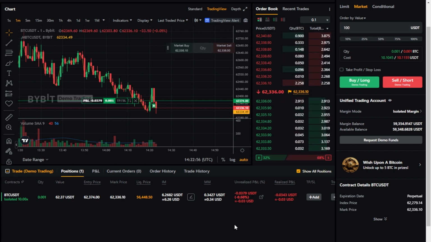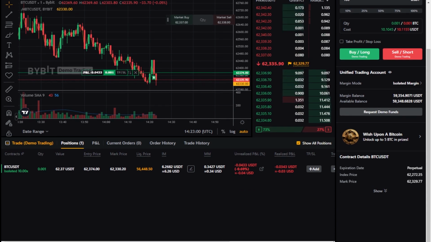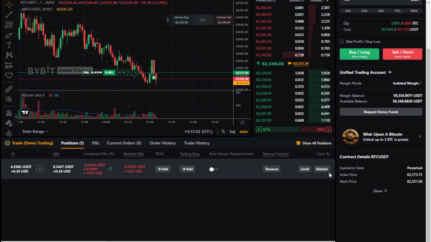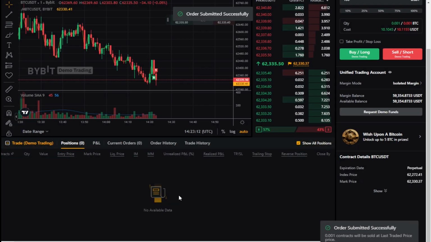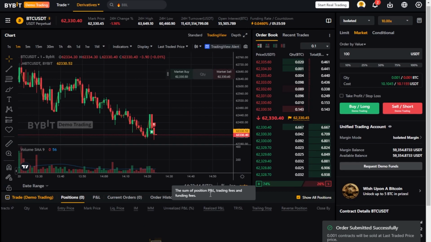Let's say we realize that we don't want to stay in long any further. So let's try to close the trade. I'm going to show you how to do it. We click Market, that is, in order to sell at the market price, and we select 100% and click Accept. Our order is instantly executed, and we have closed our trade.